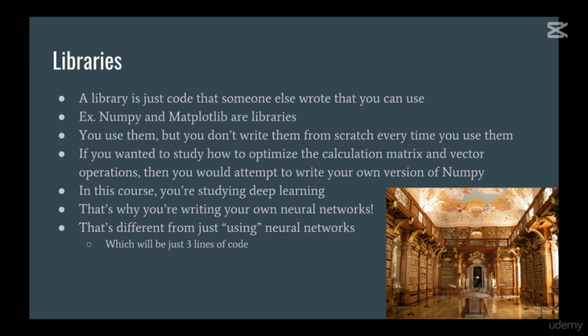A library is code that someone else wrote that you can just download and use. For example, NumPy and Matplotlib are libraries. You use them, but you don't need to write them from scratch every time you use them. If you wanted to study how to optimize matrix and vector operations, then you would try to write your own version of NumPy or maybe parts of it. Similarly, in this course, you are studying deep learning, which is why you are writing neural networks. This is different from just using neural networks, which, as you'll see, is just 3 lines of code.